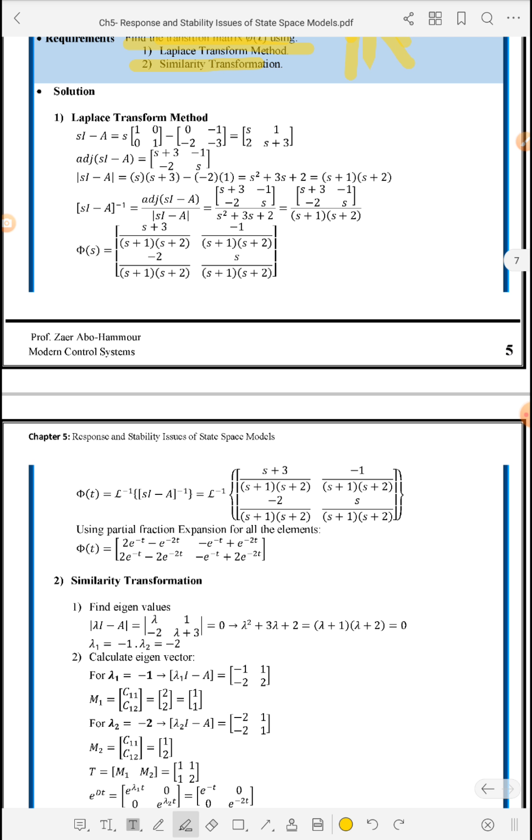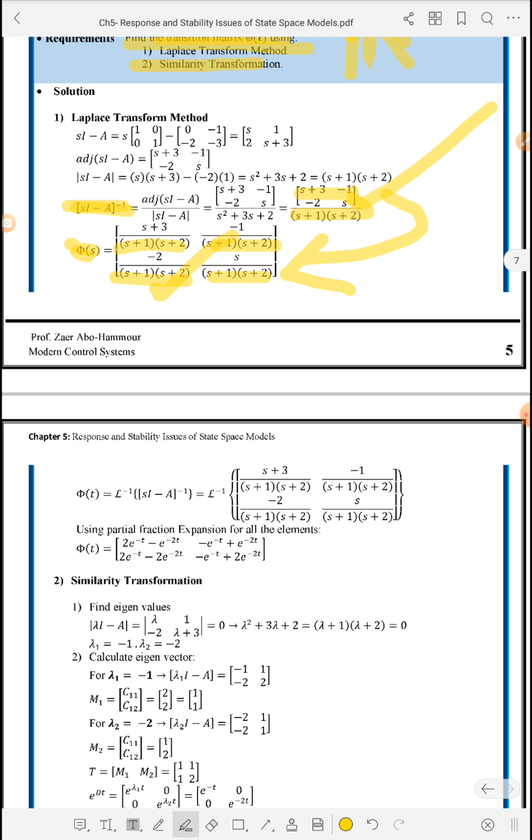the calculation of the state transition matrix phi of t based on the Laplace transform method, we are interested in finding the sI minus A inverse, and finally we get this matrix. This is the same as phi of s, but the difference between this matrix and this matrix is that in this matrix we have distributed the denominator among the four terms, while here the denominator is collected. So this is phi of s, which is equal to sI minus A inverse.